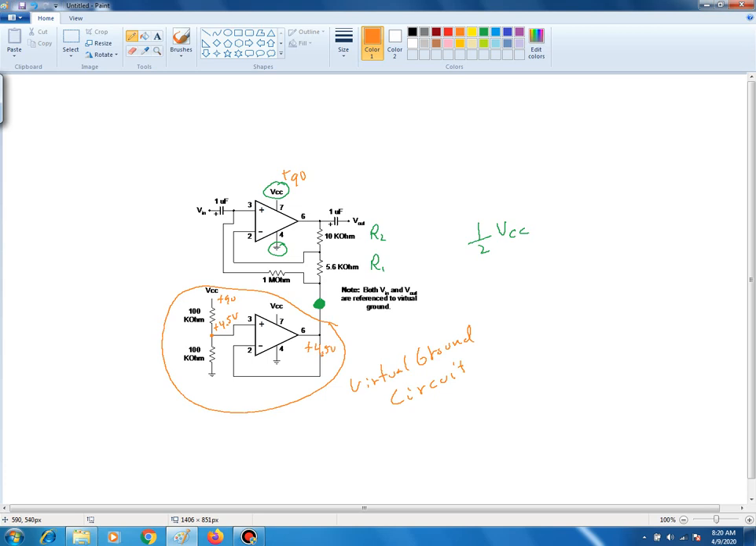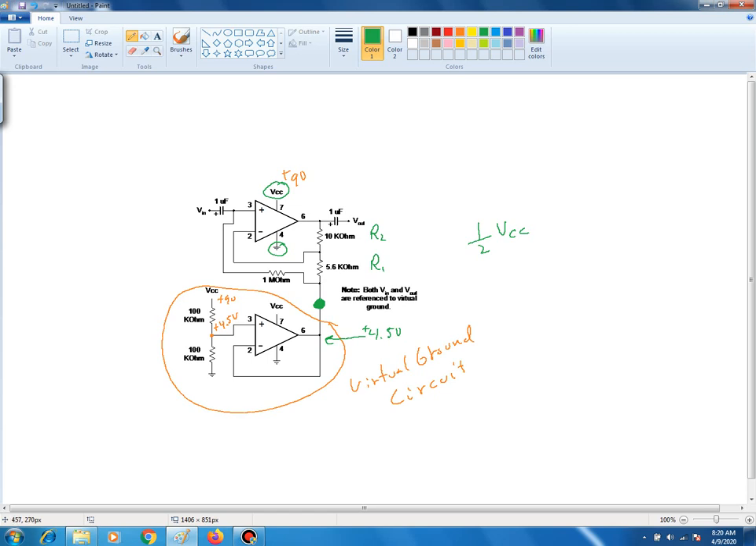And again, that's positive 4.5 volts. Let me just draw an arrow right there. That point is positive 4.5 volts. And with that arrangement, we're able to make this circuit operate as a non-inverting amplifier.